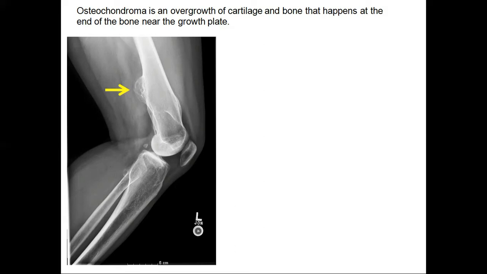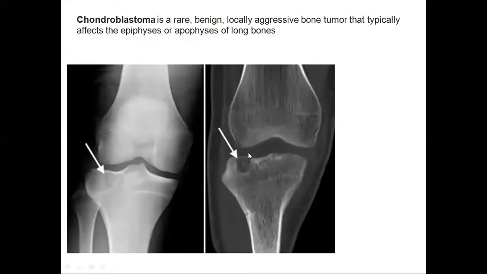So osteochondroma is an overgrowth of the cartilage that is marked here as a yellow arrow. And it is also a growth of bone. So it's a growth of cartilage and bone that happens at the end of the bone near the growing plate. So it's the yellow colored area. So chondroblastoma is a rare, benign condition, a locally aggressive bone tumor that occurs in the epiphysis or apophysis of long bones. So I just described these things.